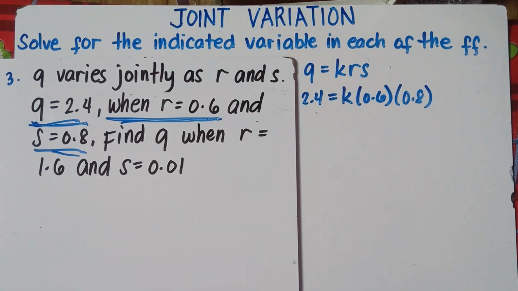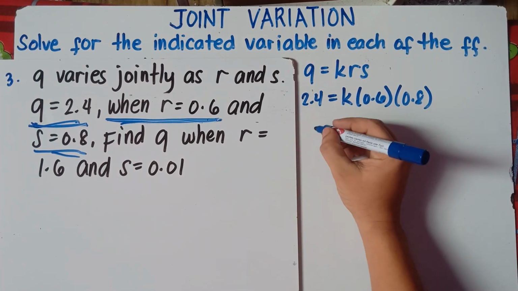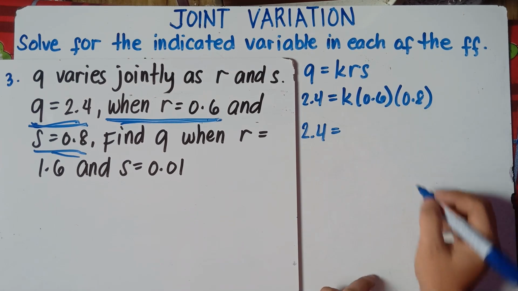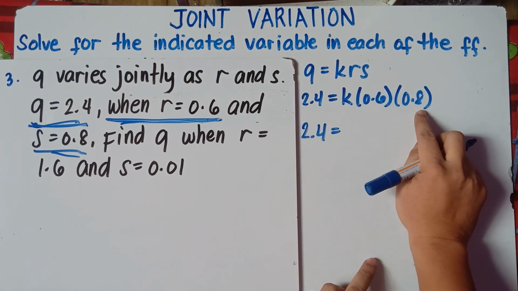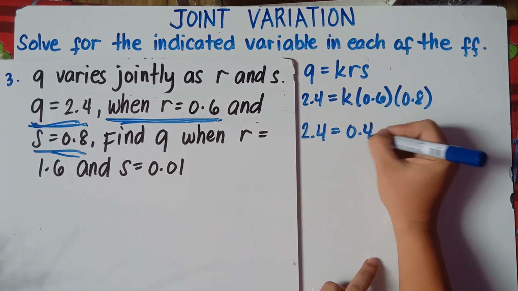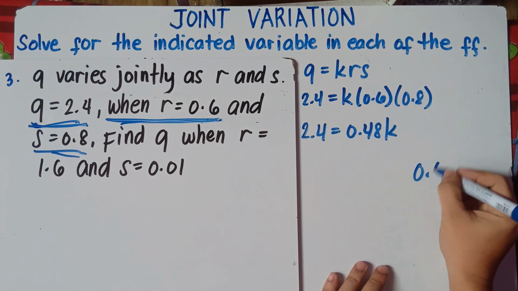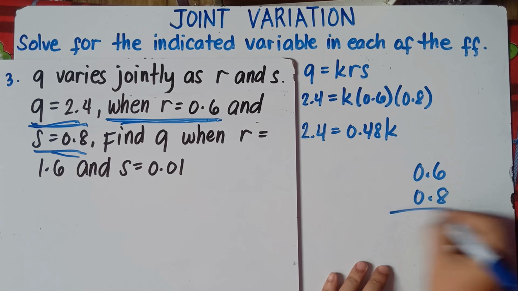Alright, so next step is we need to multiply this one, class. So this will be 2.4 equals, so 0.6 times 0.8, that is 0.48. So that will be 0.48K. So if you're confused, let's multiply 0.6 times 0.8.